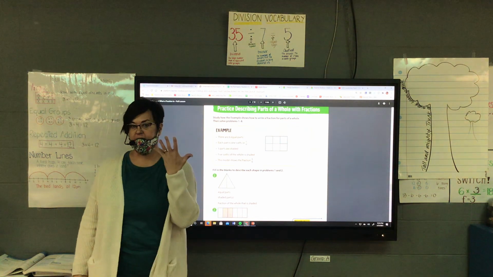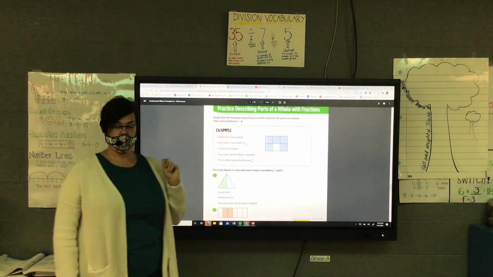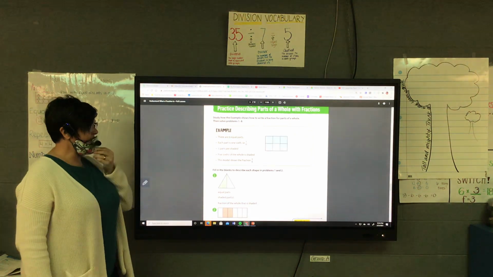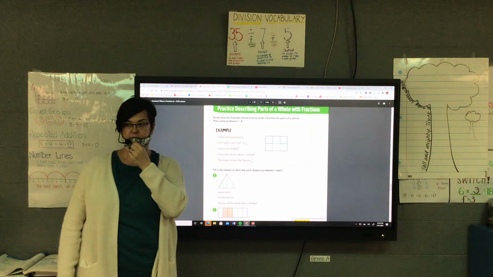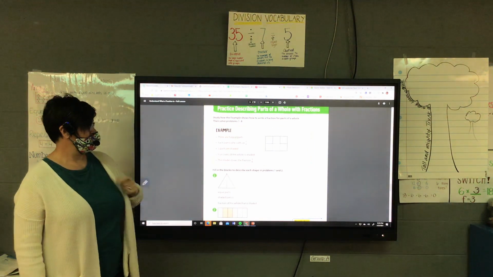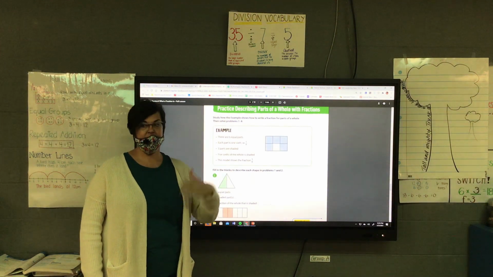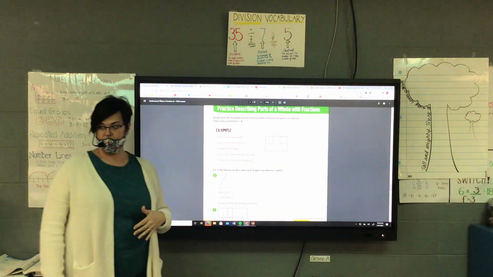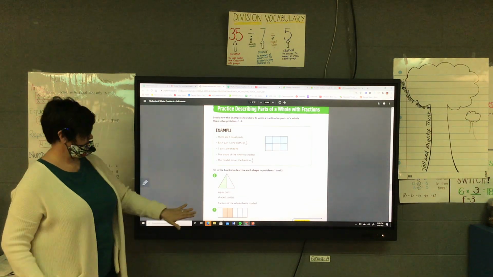5 parts are shaded. True? 5/6 of the whole is shaded. So this model shows the fraction 5/6. Yes, all of those statements are true.